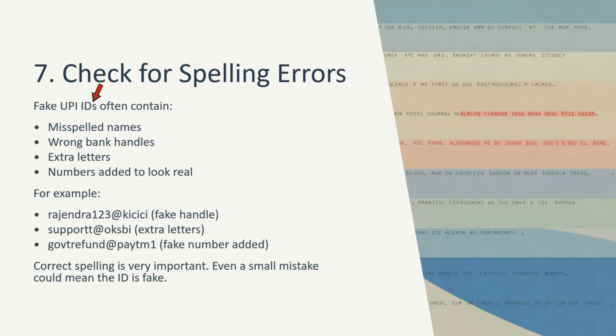You have to check for spelling errors. Fake UPI IDs often contain misspelled names, wrong bank handles, extra letters, and numbers added to look real. Here you can see an example of fake UPI IDs. Correct spelling is very important. Even a small mistake could mean the ID is fake.